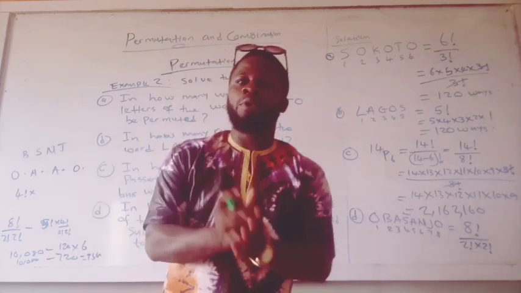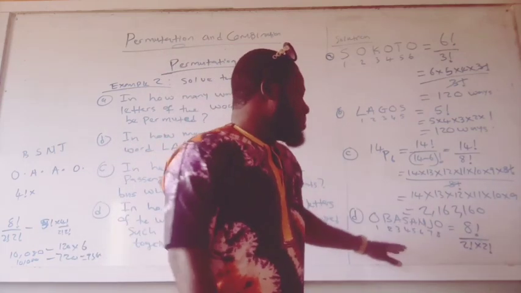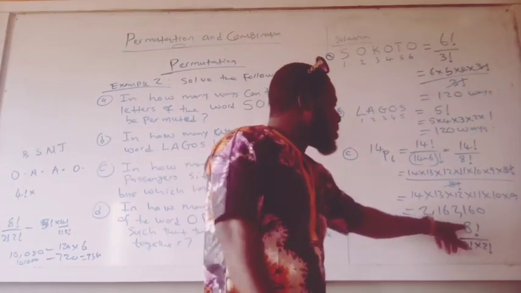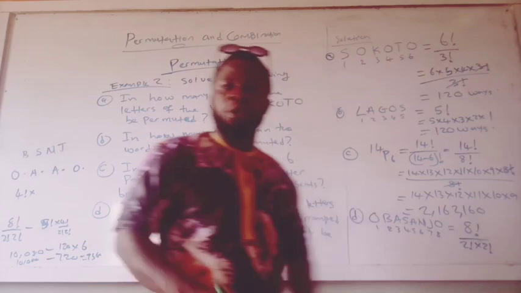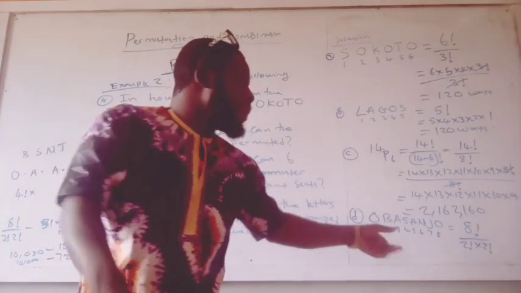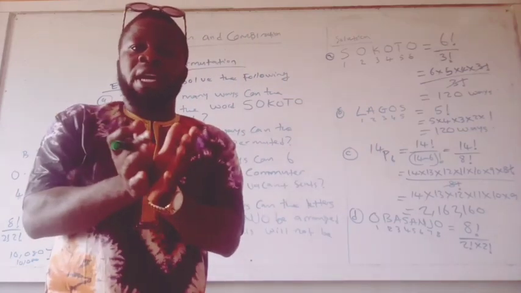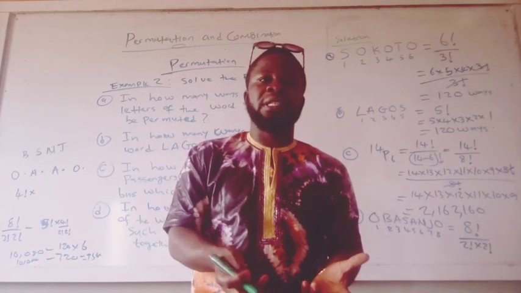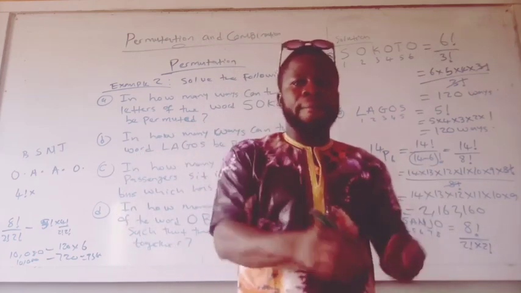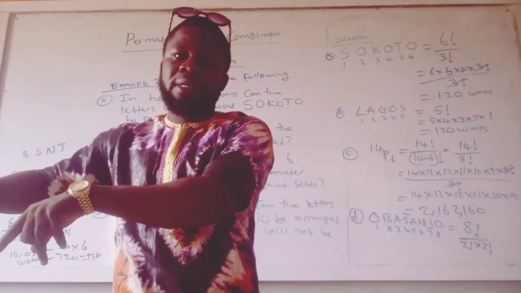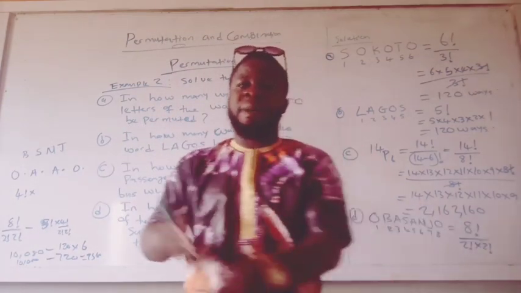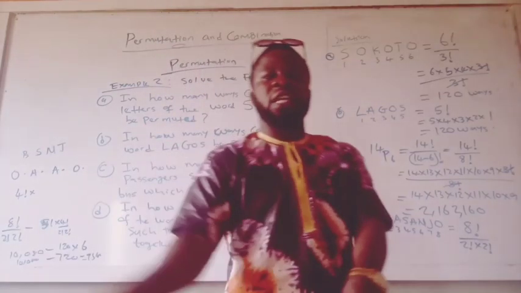But they said the letters will not be together, so we subtract the number of times that the letters are together from the total number of answers. That will give us the number of times that the letters will not be together. It's just like probability. If I want to get the number of people that failed, I can do 1 minus the number of people that passed. In terms of percentage, I will say 100 minus the percentage of people that passed, and you give me the percentage of those that failed.